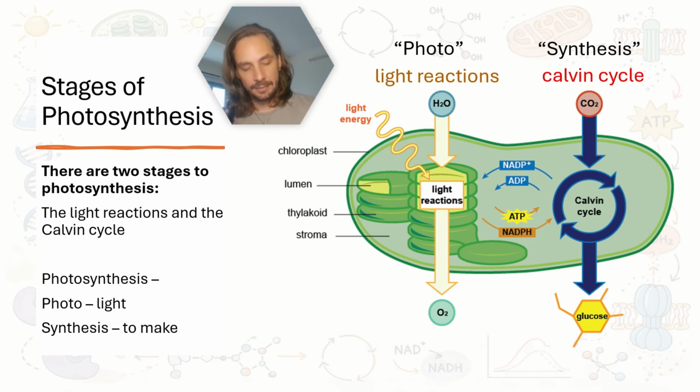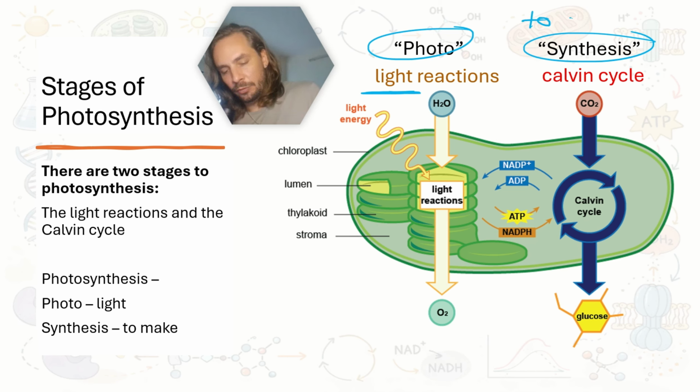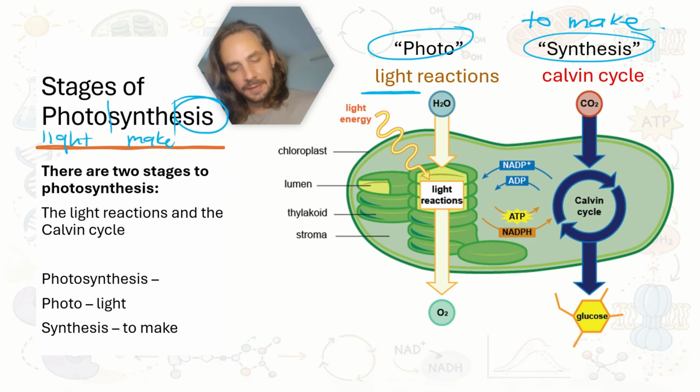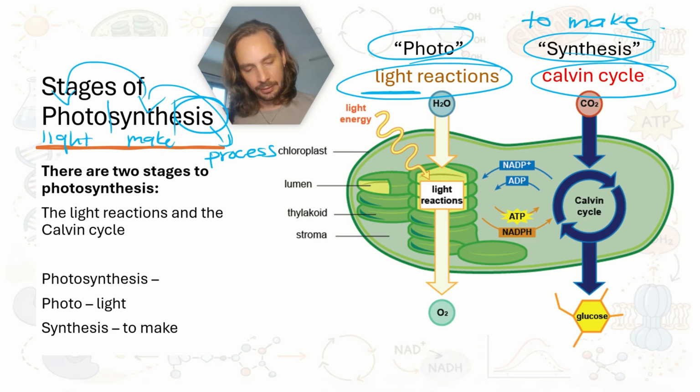Now, photosynthesis, the name itself implies that you're using photo, which means light, and synthesis means to make. So the name in itself, this is light, synthesis means make, and if you see this suffix, it means it is a process. So it's a process where we make things with light. And it has two phases. We have the light reactions and the Calvin cycle.